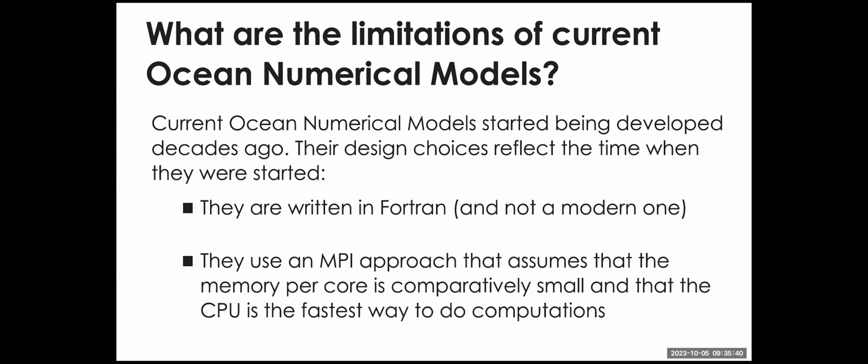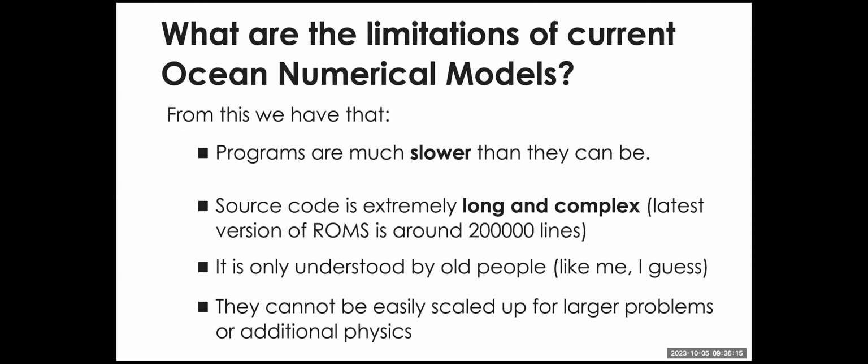And an important point is that they use an MPI approach, which was the way of doing things in high performance computing at the time. And there are some implicit assumptions in MPI, because initially there were lots of small computers, so implicitly we are assuming that each computer doesn't have a lot of memory, each of the cores, and that the CPU is the fastest way to do computations in a computer, which is not true nowadays.